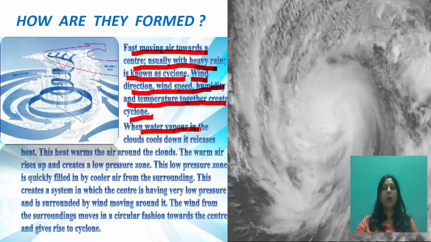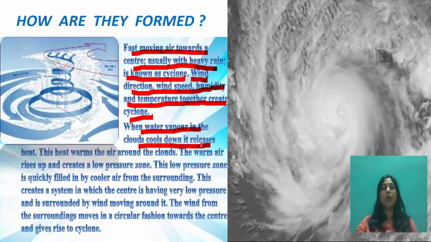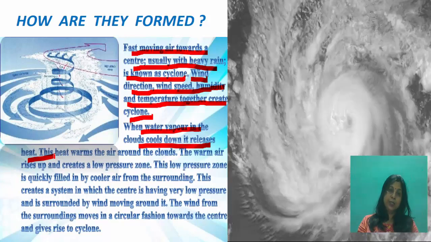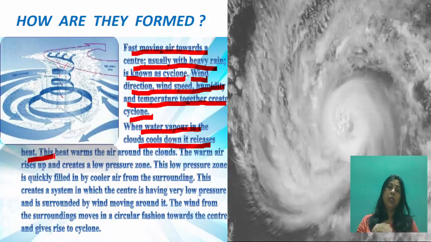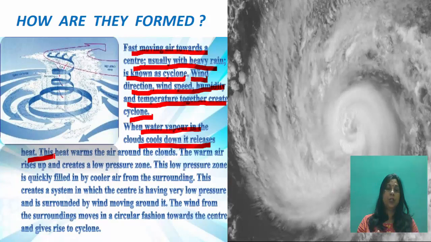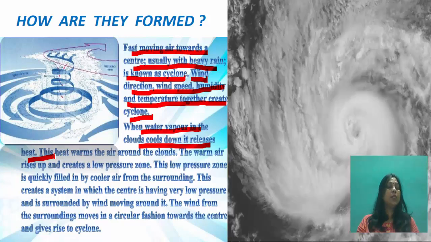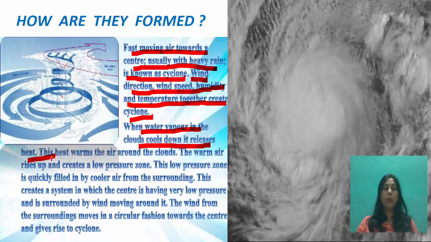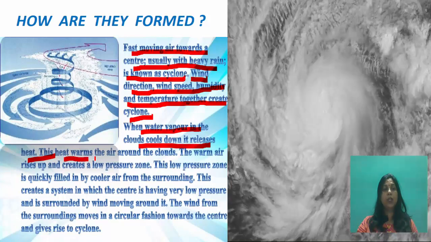When water vapor in the clouds cools down, it releases heat. Whenever water vapor condenses, cools down, this process of condensation results in the release of heat. But what happens? This heat which is released, it warms the air around the clouds.